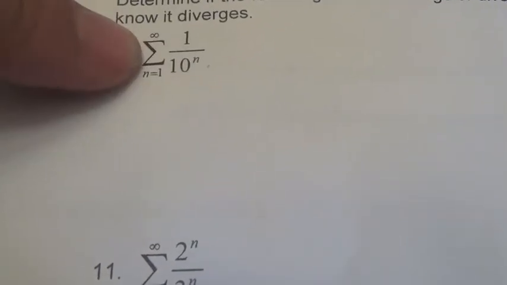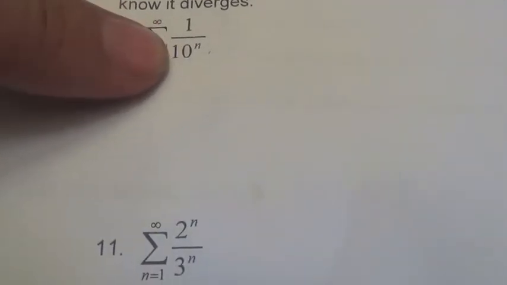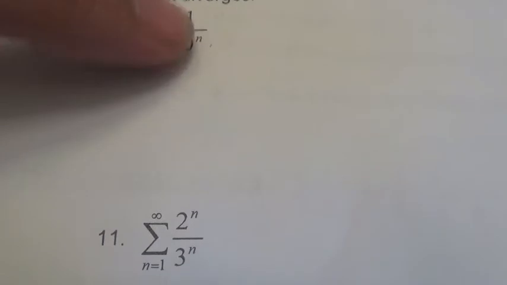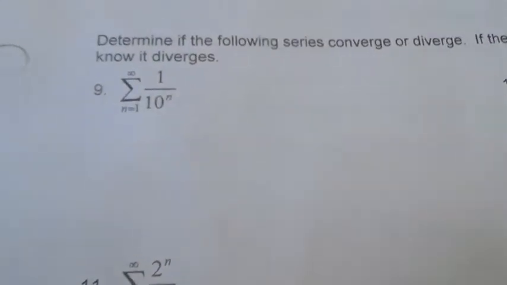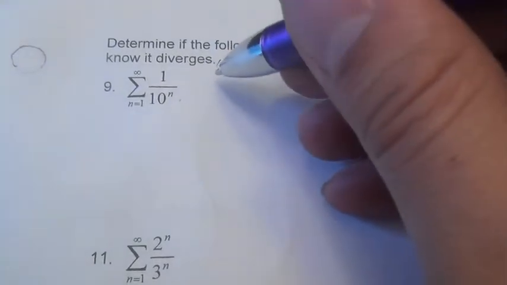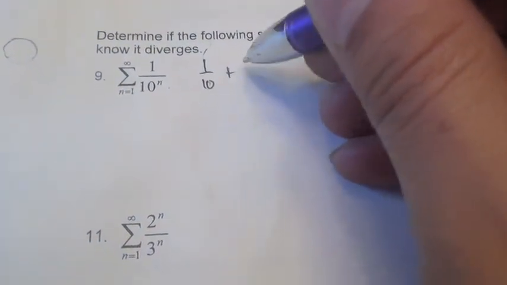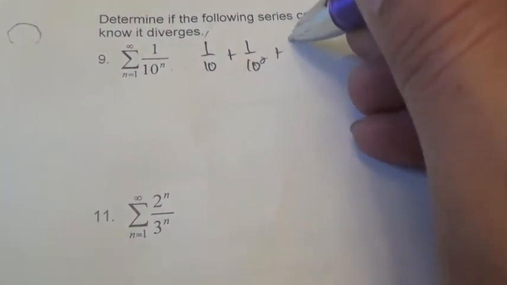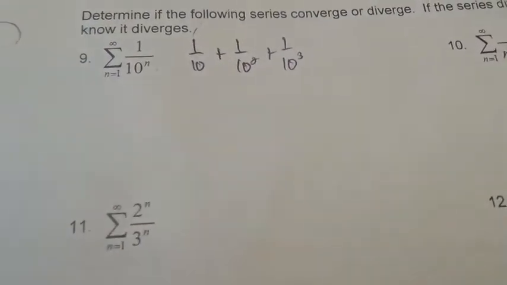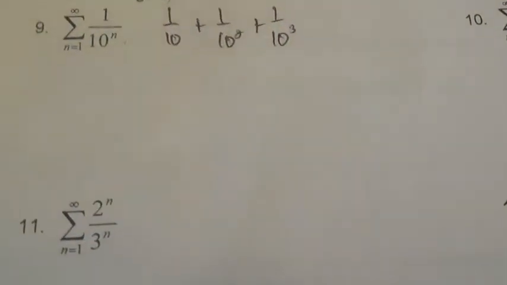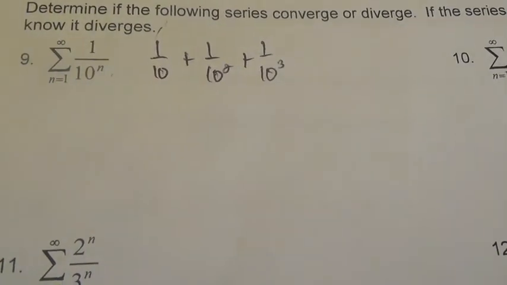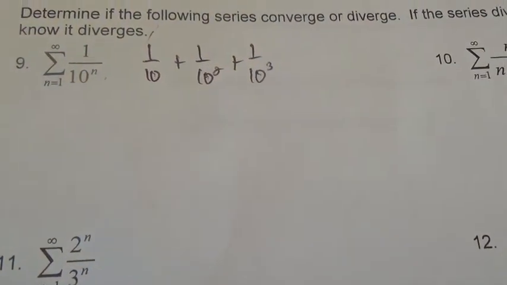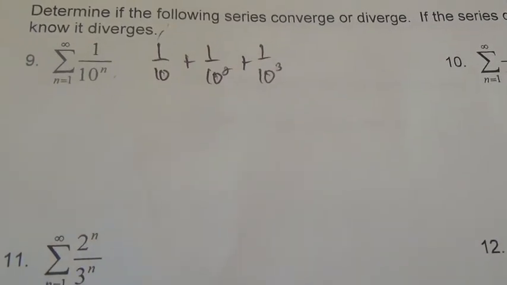This is one of the first ones we've done. You see a 10 being raised to an nth power. That tells us this is geometric. If you needed to, hopefully we would get to a point where we would just know this is 1 over 10, 1 over 10 squared, 1 over 10 cubed, and so on and so forth. We would be able to look at that and know that our ratio is 1/10. That's what we're multiplying each preceding term by to get the next term.